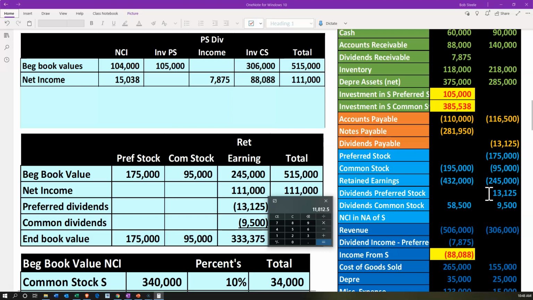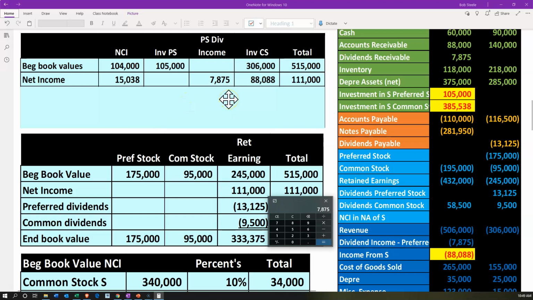And that's going to be then, that's not right because that's the common stock percent. It's the 13,125 times the P's portion of the preferred stock, which was broken out 60-40. So that's going to be times 0.6. And that's going to be the 7,875.